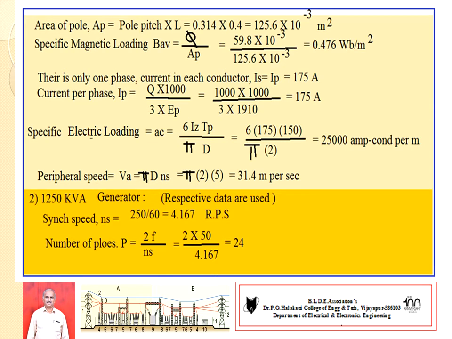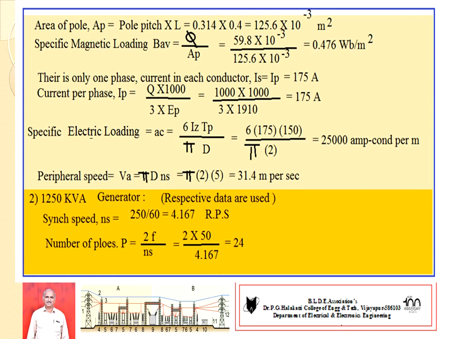Area of pole equals pole pitch into L. We are going to get 125.6 into 10 to the power of minus 3 meter square. Then specific magnetic loading, B average, equals flux per pole divided by area of pole. So you substitute, B average equals 0.476 webers per meter square.